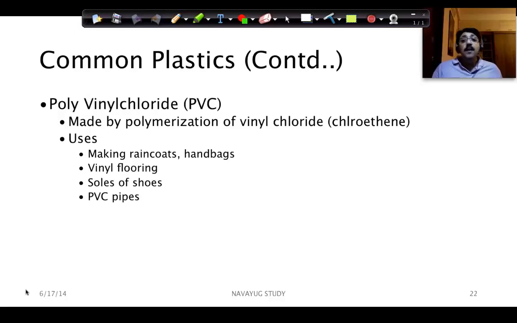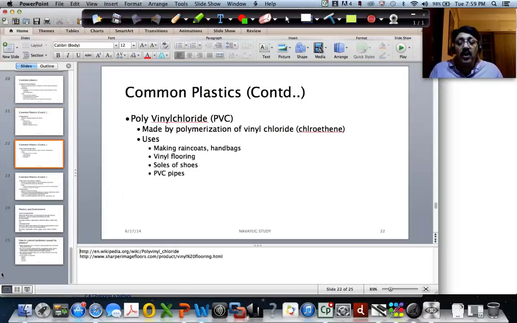So polyethene we have seen, polypropene we have seen, and polyvinyl chloride, right? This is again a polymer which we discussed before, made out of polymerization of vinyl chloride or chloroethene. The chloroethene polymerization forms polyvinyl chloride, and it is very, very commonly used for various purposes. One very common usage of polyvinyl chloride is vinyl flooring.